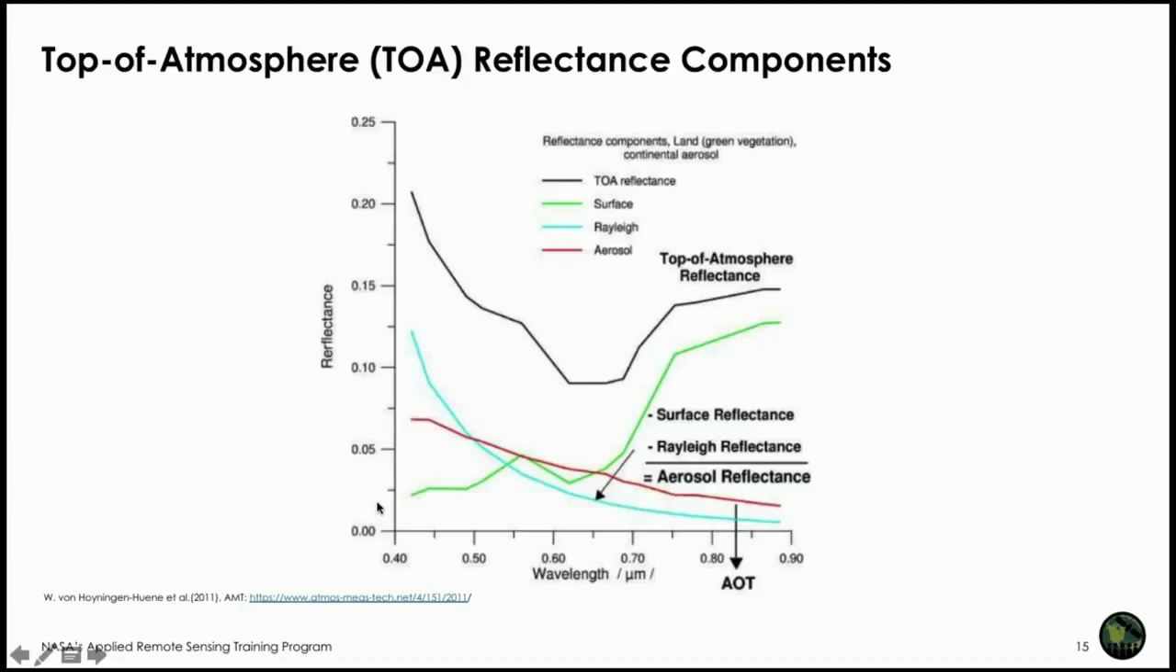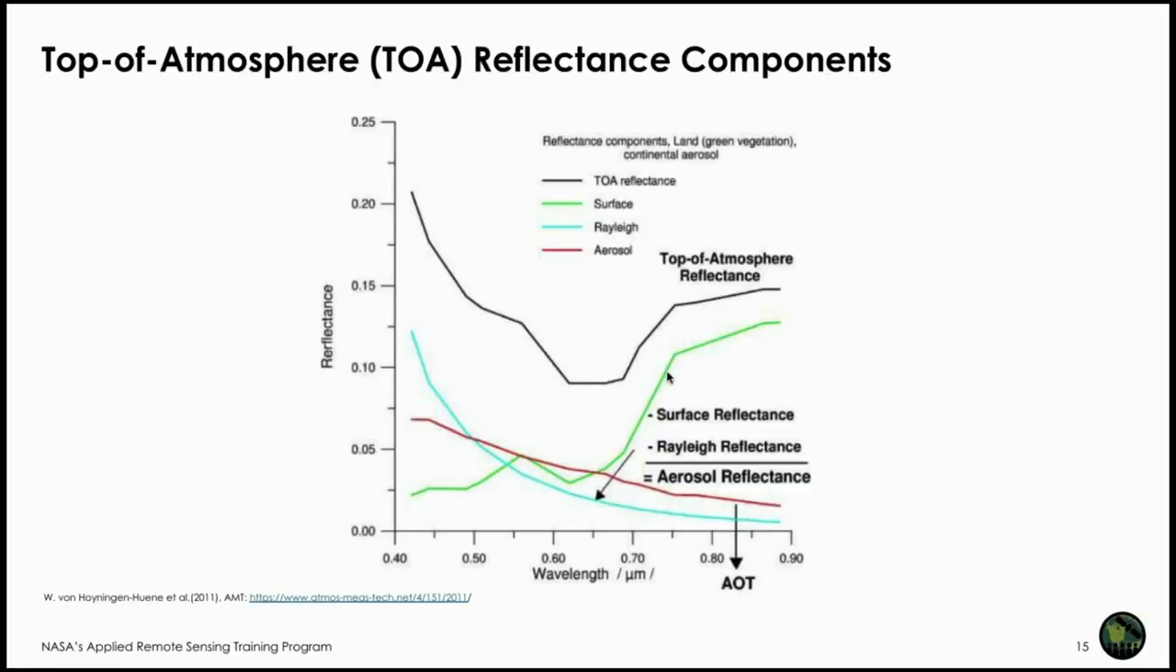But in the real atmosphere, there is some combination of surface reflectance and Rayleigh reflectance and aerosol reflectance. First of all, this blue line means the Rayleigh scattering. As I mentioned before, the Rayleigh scattering can be calculated very easily because we already know the characteristics of this Rayleigh scattering. But the difficult one is the green line, the surface reflectance. Surface reflectance can be changed according to the surface type like desert or ocean or vegetation area.